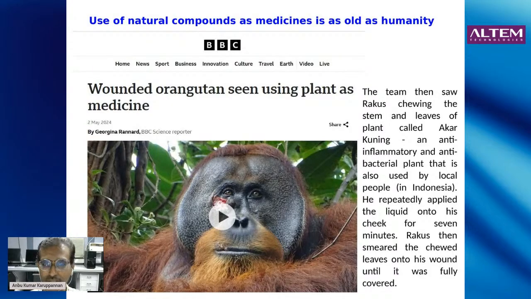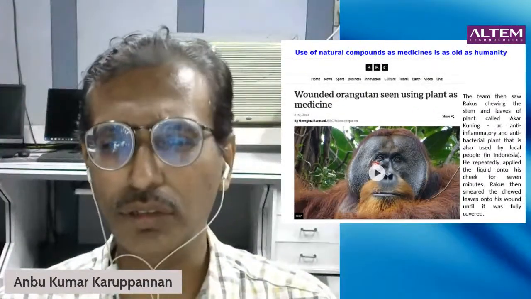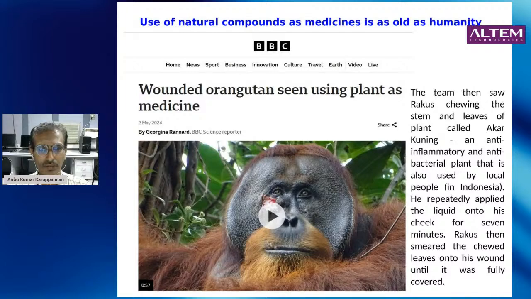Recently I came across this article in the BBC about a month ago. The date is there, 2nd of May. The article was discussing a group of scientists who were observing orangutans in their natural settings in Indonesia. They observed that one male orangutan, which fought with other members of his troop, sustained an injury below his right eye. As you can see in this figure, partially hidden by the play arrow, but still you can see it there.